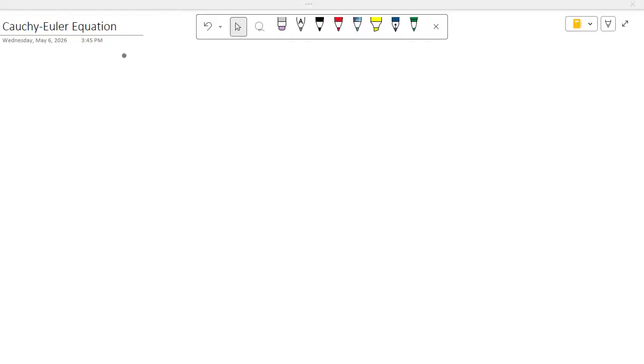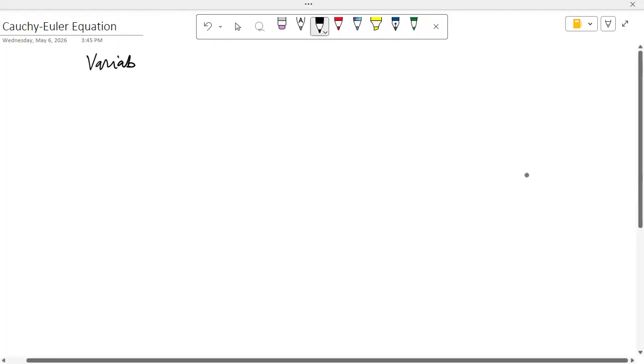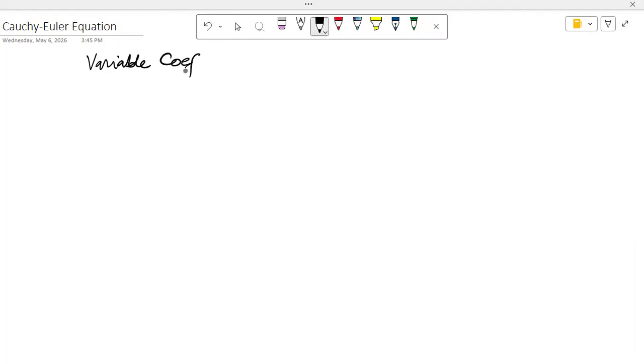In this session, I would like to discuss the Cauchy-Euler equation, or sometimes the Euler-Cauchy equation, or simply Euler's equation. It's a variable coefficient linear differential equation. So its form is going to be a bit special in the variable coefficient.